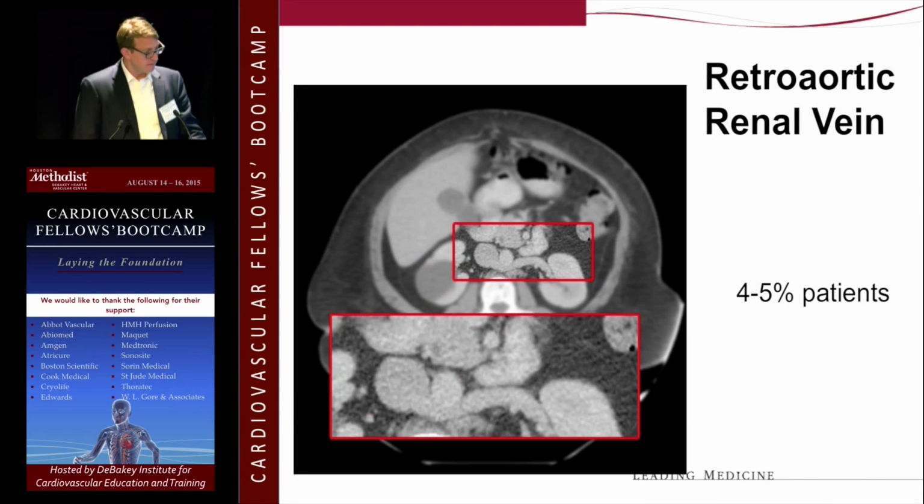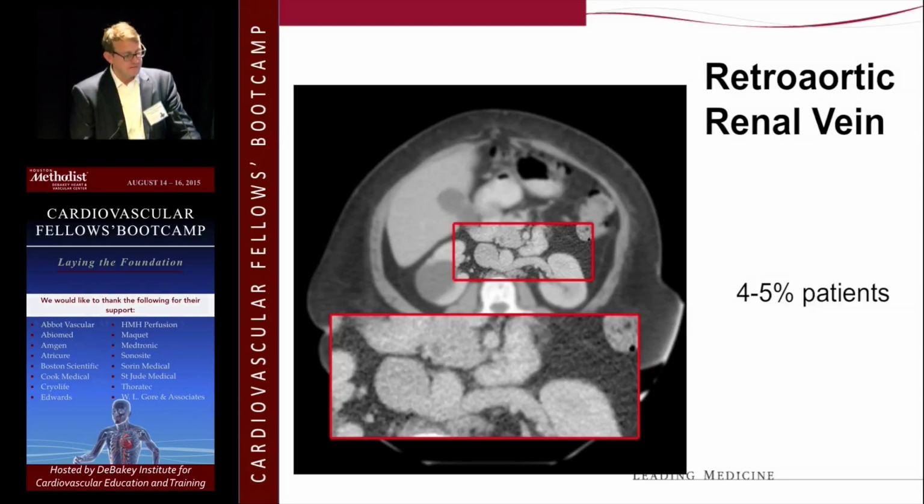So here's a picture of the retroaortic renal vein. About 4 to 5% of patients, a little blown up there in the window. And obviously, if you have the luxury of knowing that, which we usually do, even in emergent situations these days, it's one of the first things you need to look for.